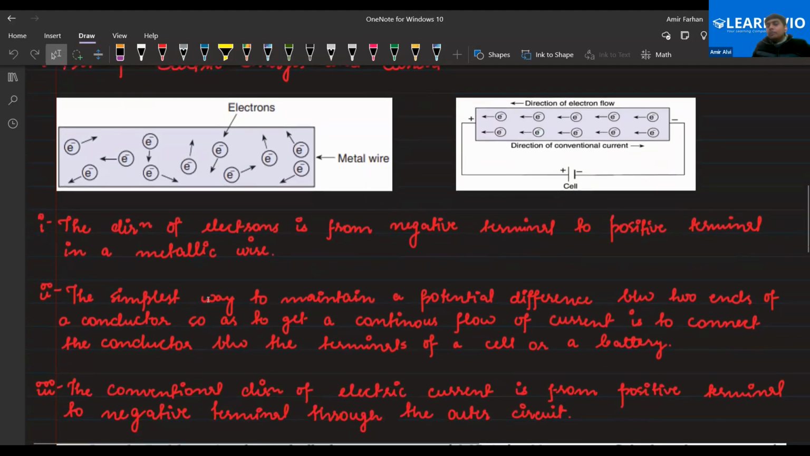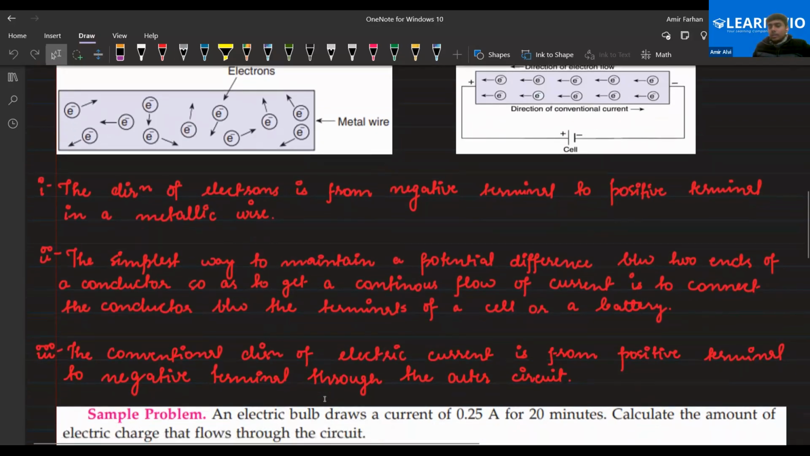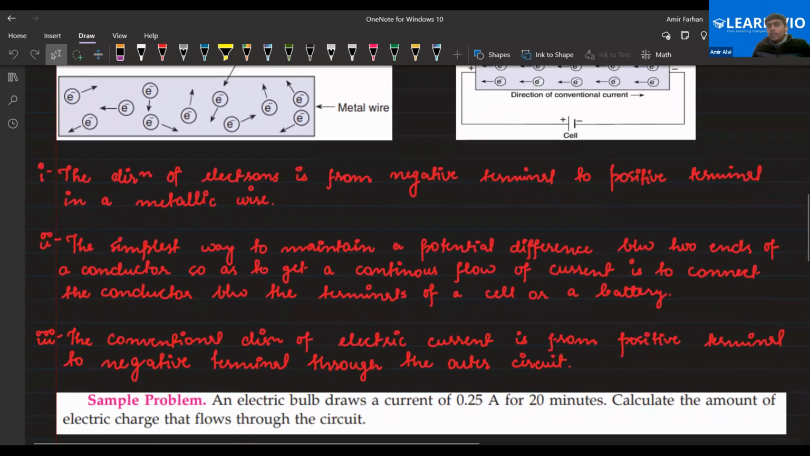The simplest way to maintain a potential difference between two ends of a conductor is to give a continuous flow, that is nothing but a battery. So the conventional direction of electric current is from positive to negative terminal through the outer circuit. अच्छा चलो इसका जरा calculate करो आंसर, let me know the value of it.